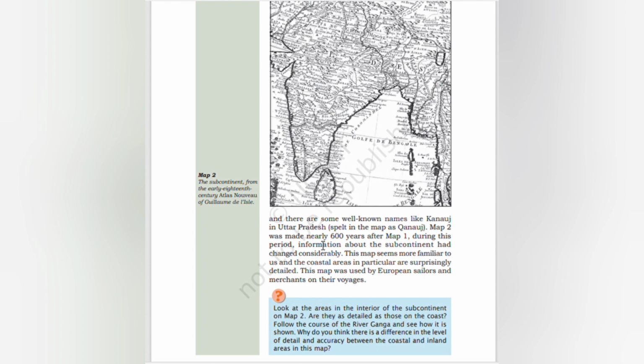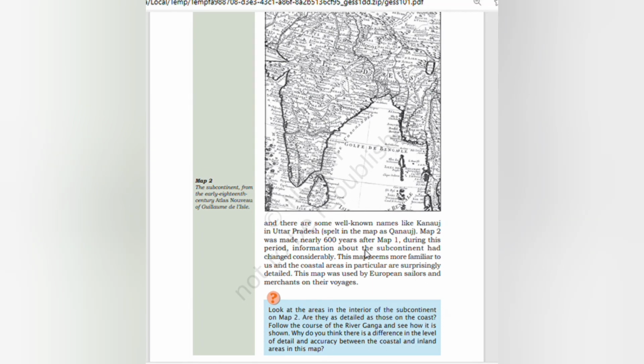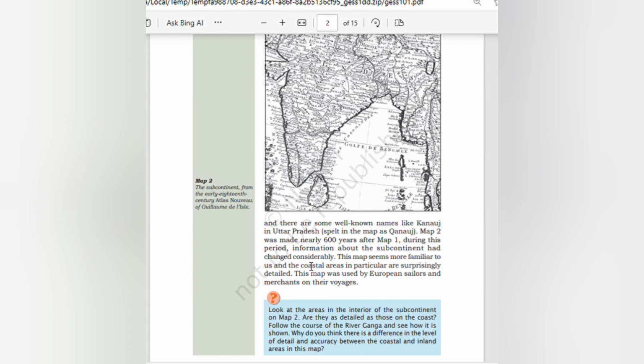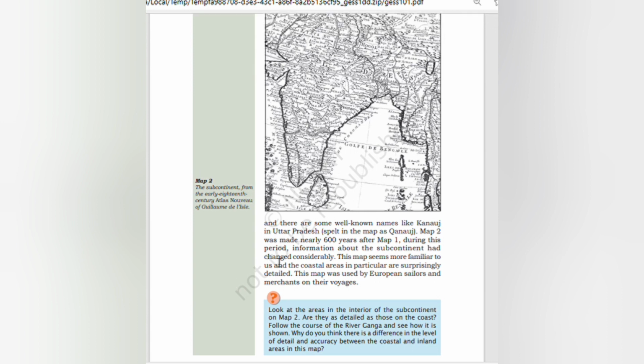Okay, Map 2 was made nearly 600 years after Map 1. During the period, the information about the subcontinent had changed considerably. This map seems more familiar to us, and the coastal areas in particular are surprisingly detailed. The map was used by European sailors and merchants on their voyages.